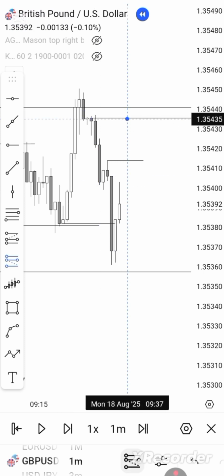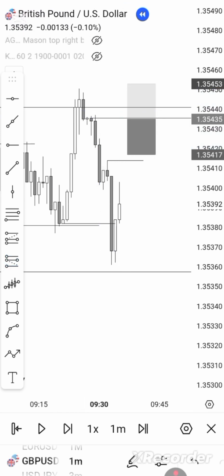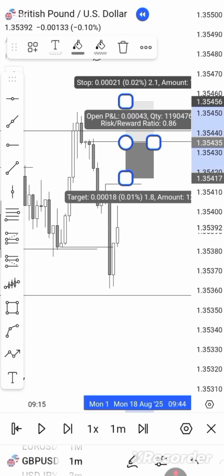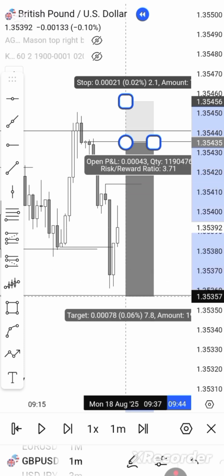Since I have a liquidity very close to this, I will be taking my trade from there. Note, our target is always the 50% first, and then before extending our TP.